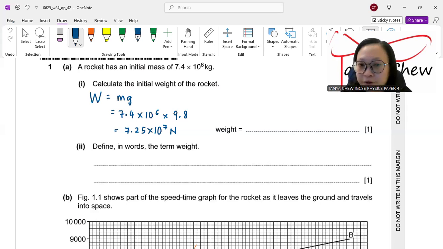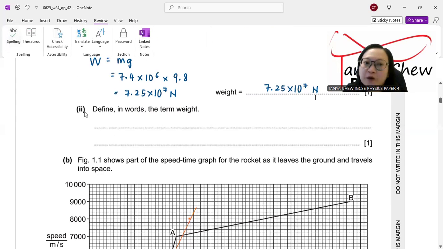Now, a special reminder here, before you write down your final answer for weight, you have to bear in mind that the final answer must be denoted as 2 to 3 significant figures only. So we can accept 7.3 times 10 to the power of 7 Newton or 7.25 times 10 to the power of 7 Newton.